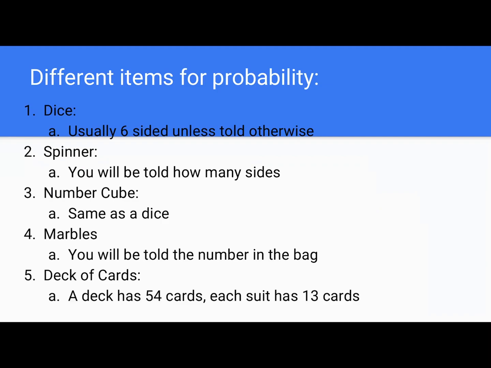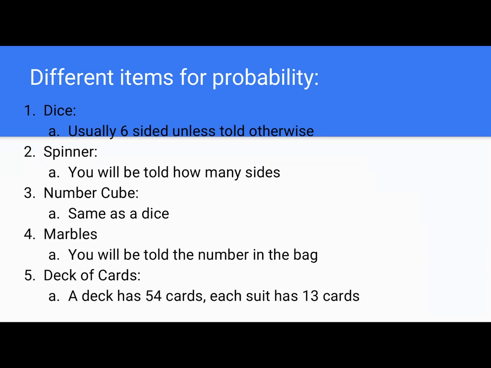So now we have different items that we could use for probability. For starters, there's a dice. A dice has 6 sides. Hopefully you're all familiar with that. Then we have a spinner. Think about a spinner on a game board, right? It has like 6 colors on it or something like that. Normally the problem will tell you how many colors it has. That will be how many possible outcomes you have.